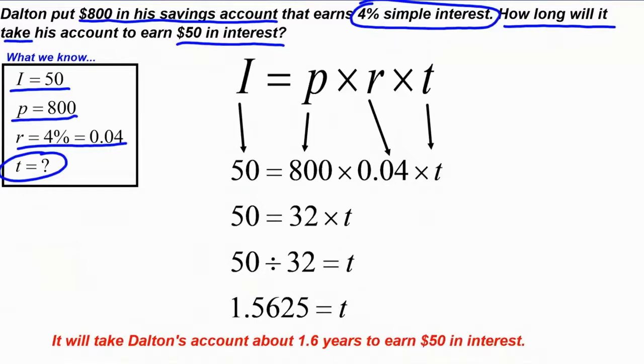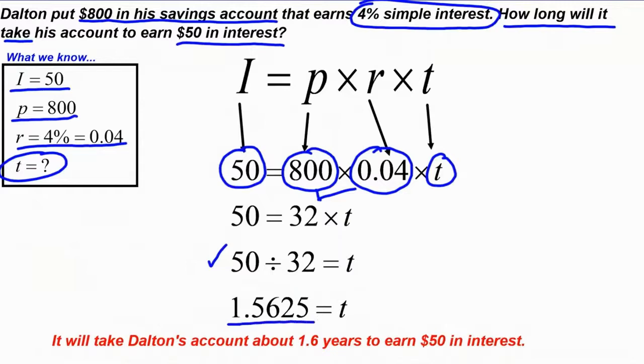So now again, I just use my formula and plug in what I know. The interest was $50. The principal was $800. It's a 4% interest rate, and I don't know T, so I'm going to leave that T. So now when I multiply these numbers together, 800 times 0.04 is 32. So 50 is going to equal 32 times T. Well, 32 times what would give me 50? To answer that question, I need to divide. 50 divided by 32 will tell me what T is. And when you take 50 divided by 32, you get 1.5625.